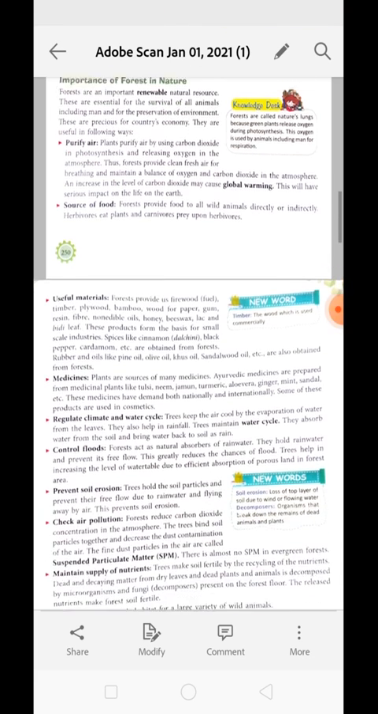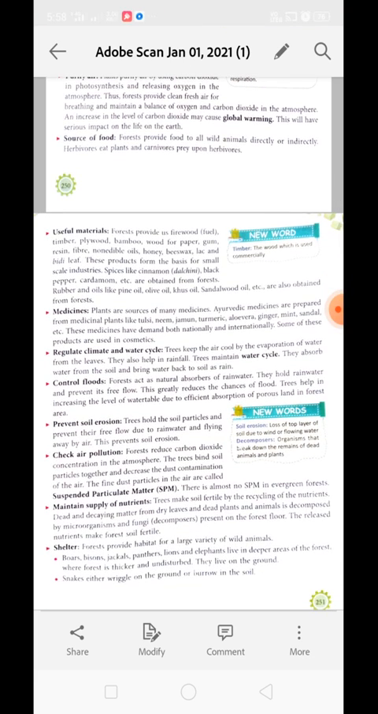Now next is source of food. Forests provide food to all the wild animals living over there, directly or indirectly. Even if there is a lion, it eats herbivores. The herbivores take their food from the plants. It means indirectly the lion is also depending upon the forest. Herbivores eat plants. Carnivores prey upon herbivores. In this manner, they are interrelated with each other.